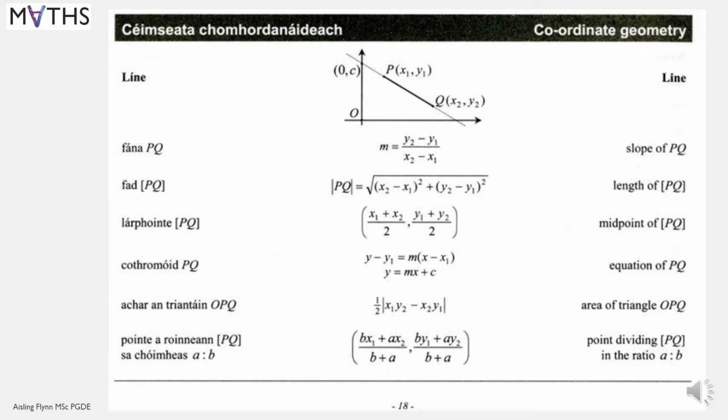Now there is another way to answer the previous question, and that is to use a formula from your formula book, from the coordinate geometry page of the line. It's on page 18 of the booklet, and it's given there: point dividing PQ in the ratio A:B. And we have this formula there. We're going to attempt to answer the same question, this time using the formula, giving you a choice based on the information you get in the exam. So let's try that on the next slide.